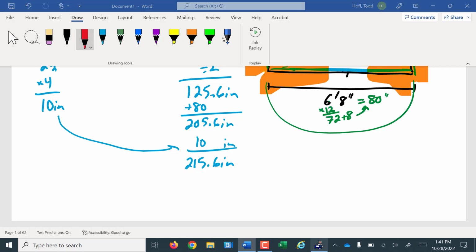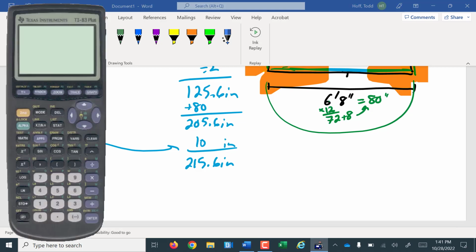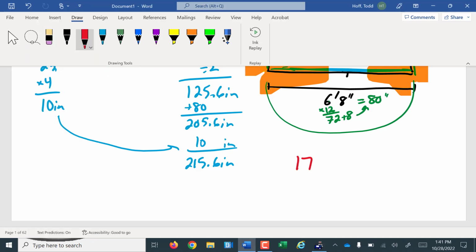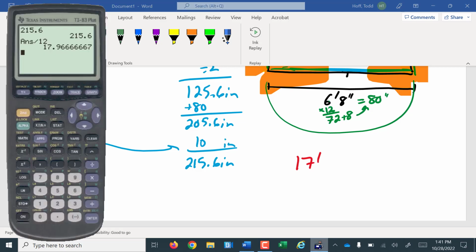So if I have my calculator going here, if I have 215.6 in my calculator, that's in inches. How do I turn it into feet? Divide by 12. So that's 17 feet. What do I do here now? Subtract the 17 whole feet.